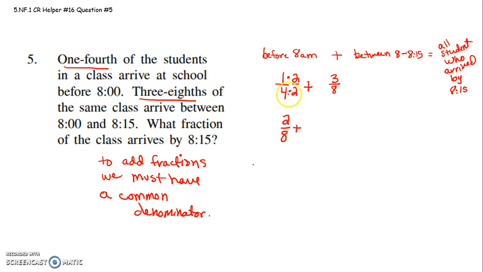If you have a pizza and you ate 1/4 of it, if it was cut into 4 pieces and you ate 1 of those 4 pieces, if the same pizza was cut into 8 pieces and you ate 2 of them, you've eaten the same amount of pizza.